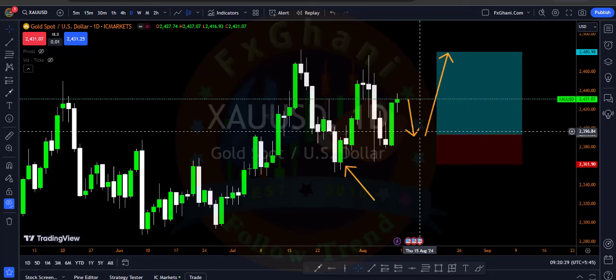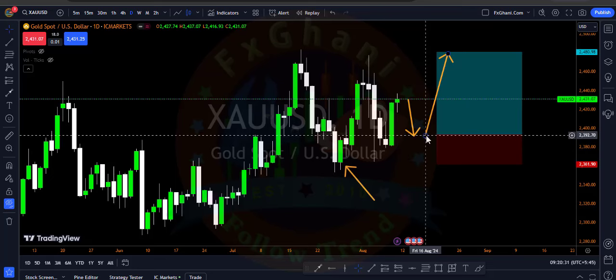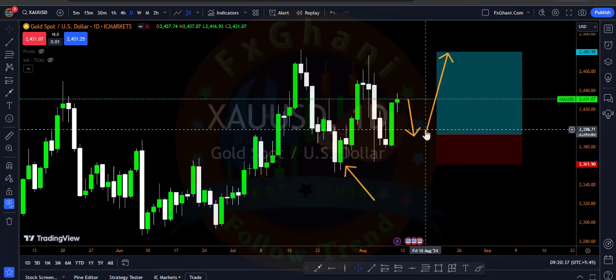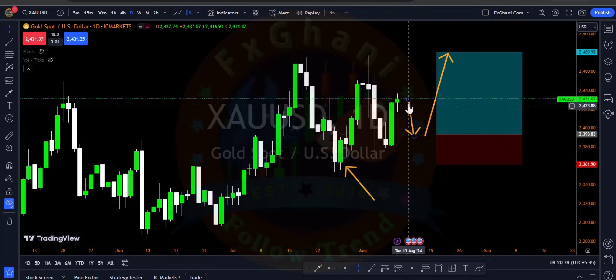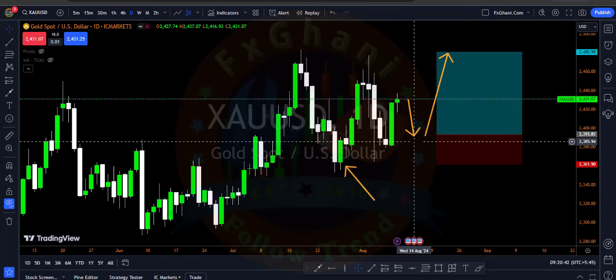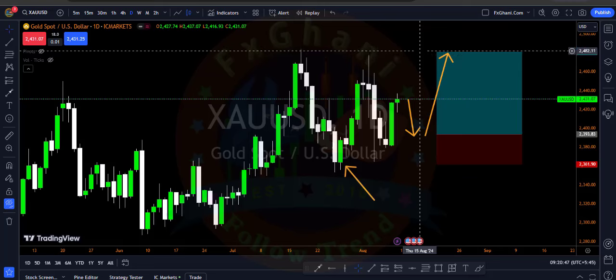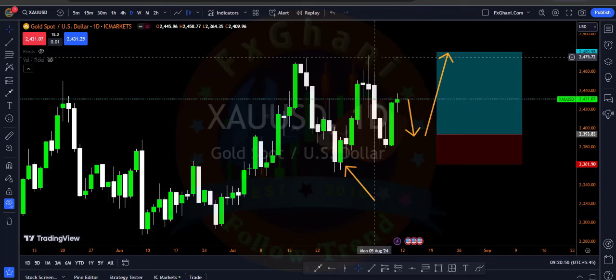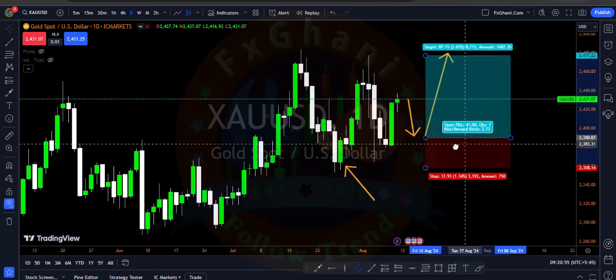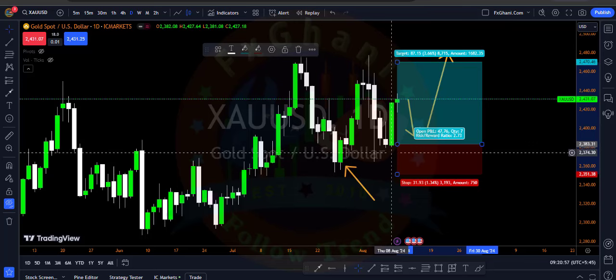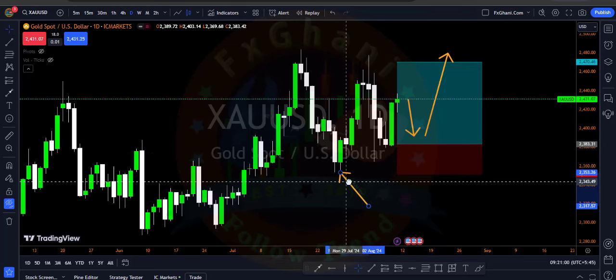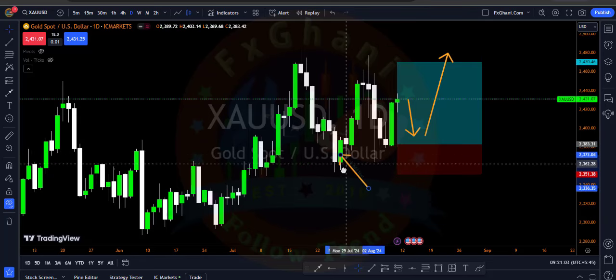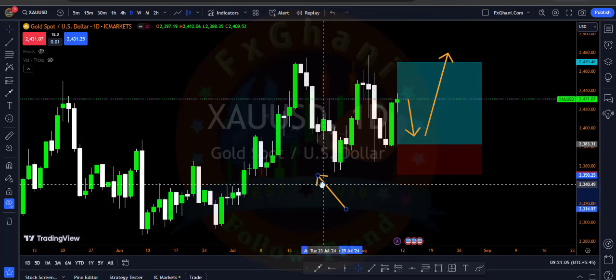Prices go downward, you can place a buy limit at the 2392 level. Okay, you can place a buy limit at the 2400 level. So prices go downward almost 300 pips. You enter a buy at the 2400 level, 2390 level, and your take profit level is the 2475 level or all time highs. And your stop loss is below this low. So in both conditions, your stop loss is a safe stop loss.